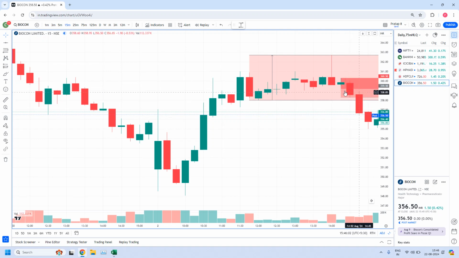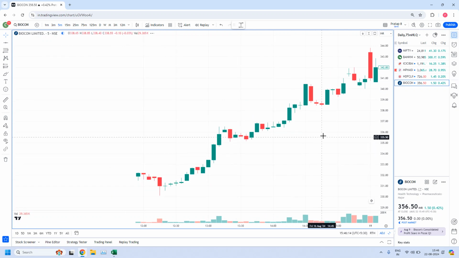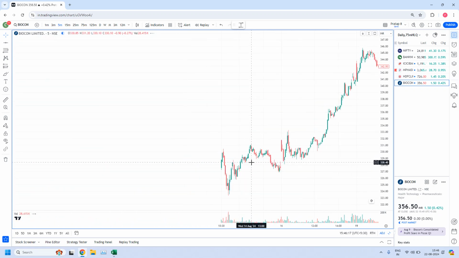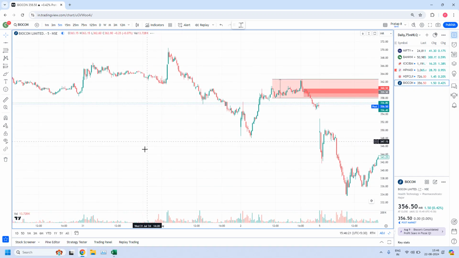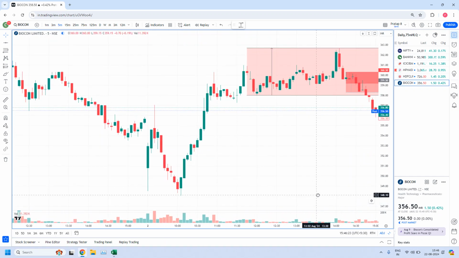This is the 15-minute zone. Inside, we fine-tuned with the 5 minutes time frame. The ERC candle is the leg-in. We have 2 base candles and a drop candle. And in the 5 minutes time frame, we identified a 5-minute zone here. So we are at that 5 minutes zone.